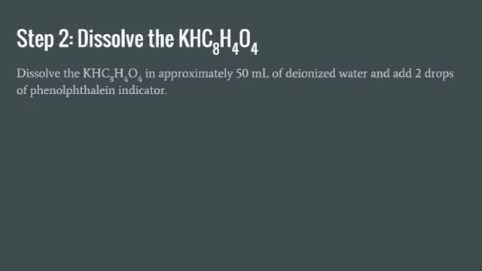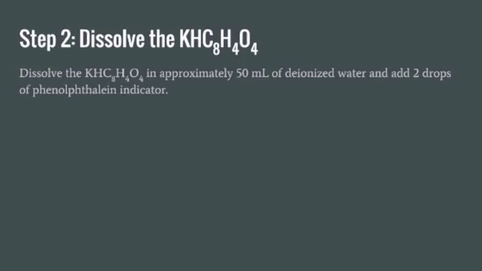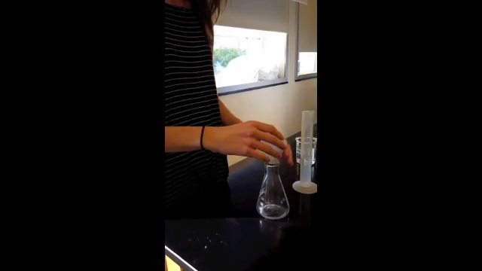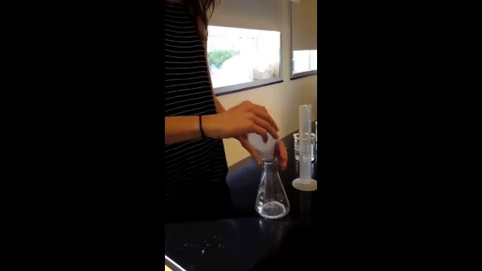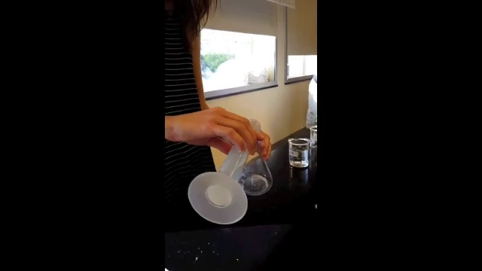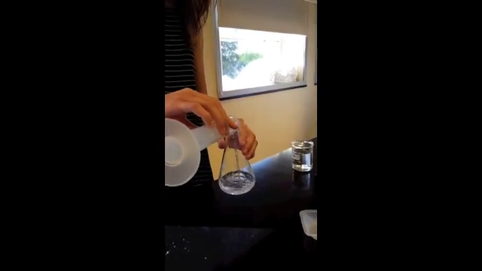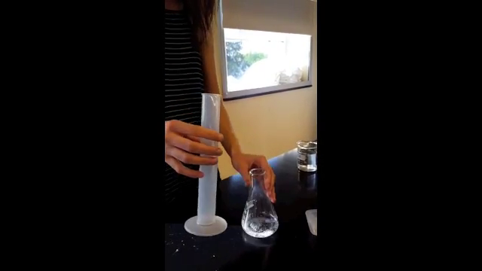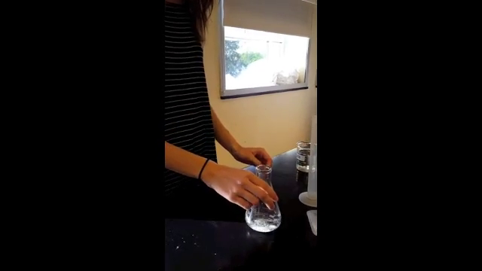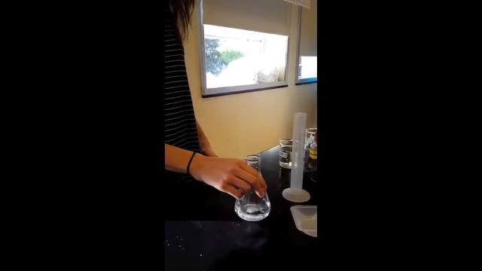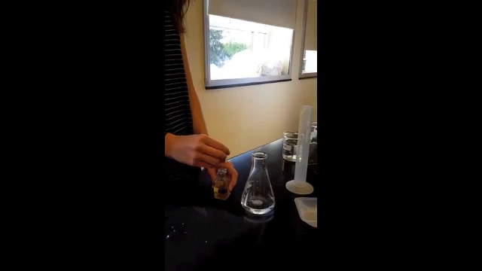Step 2 is to dissolve the acid in 50 milliliters of DI water and add 2 drops of the phenolphthalein indicator. It will take approximately 20 or 30 seconds for the acid to completely dissolve, so continue swirling the flask until it does so. And do not forget to add the 2 drops of the indicator, otherwise you won't be able to see the color change as the lab continues.